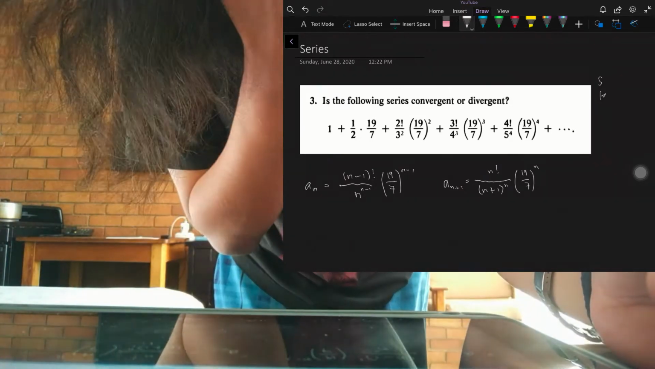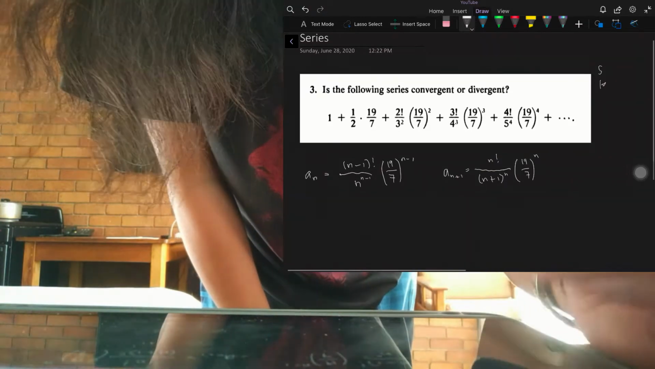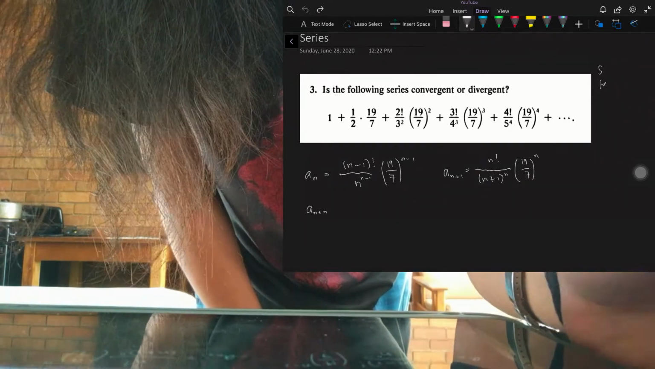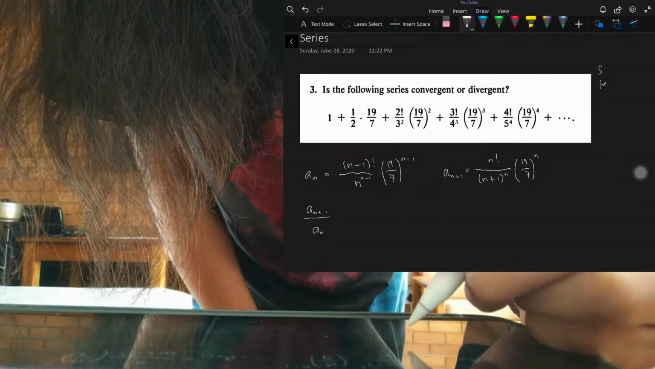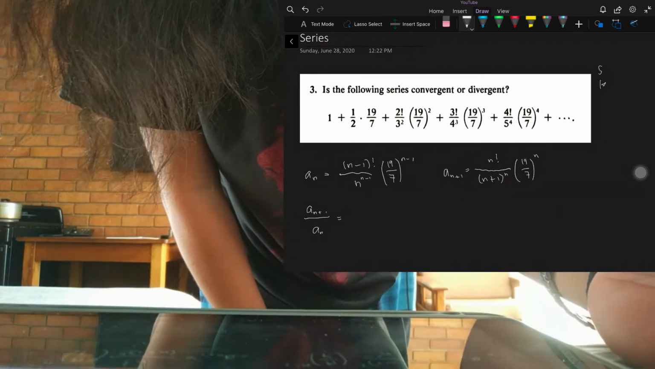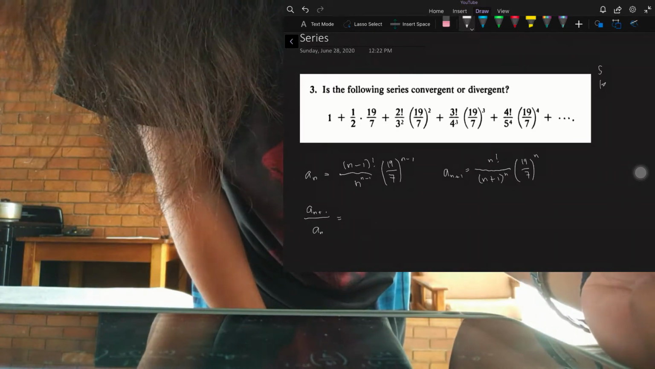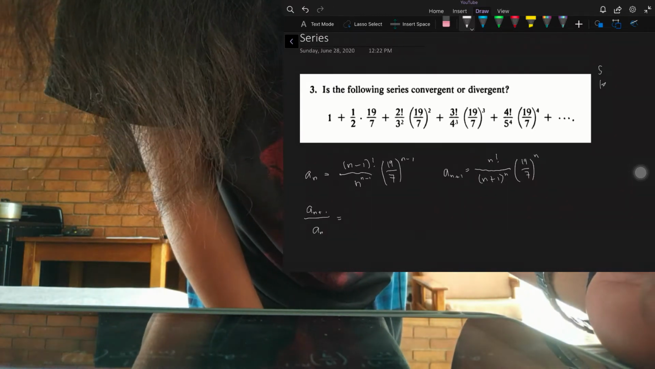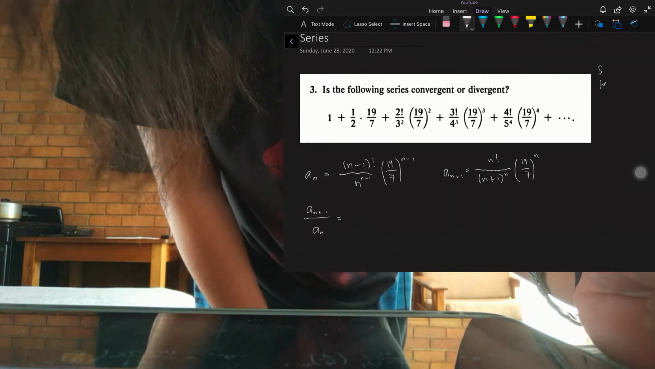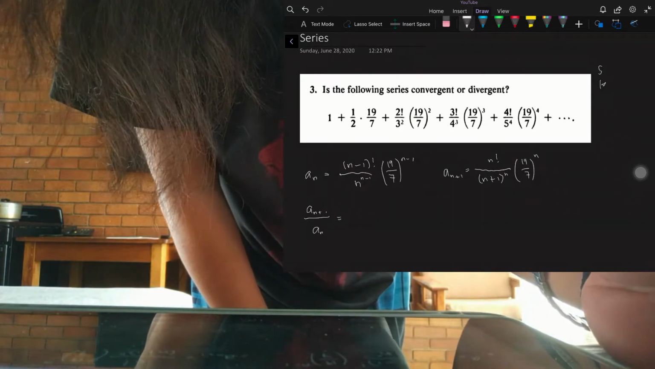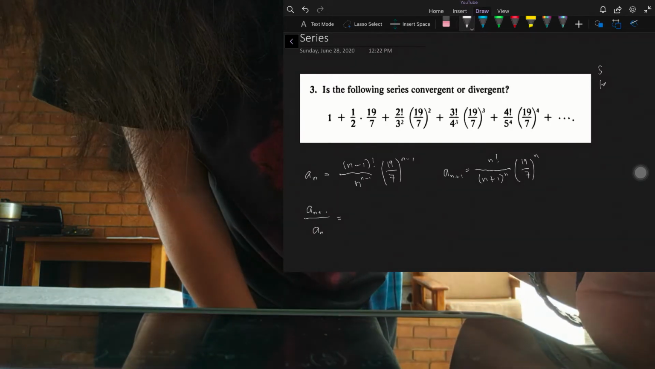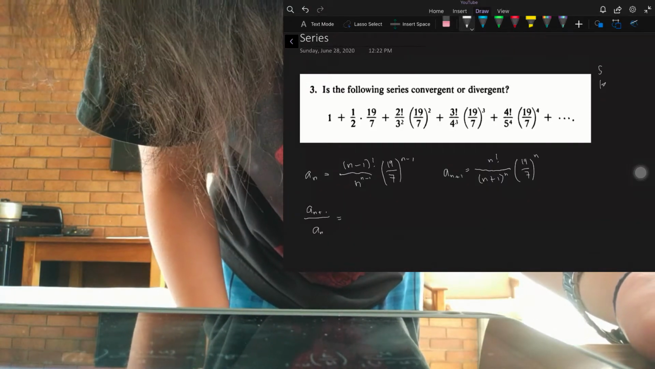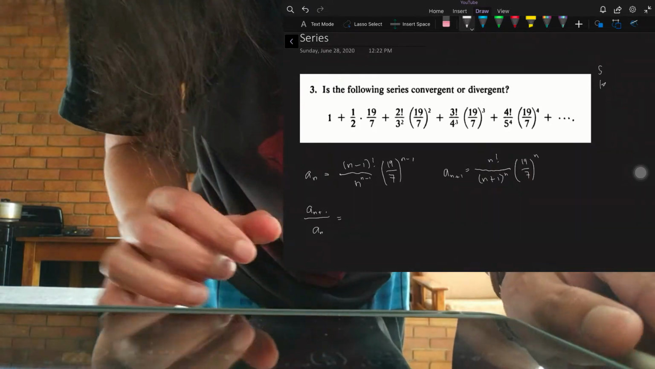I want to get the a sub n plus 1 term because I want to take the ratio a sub n plus 1 over a sub n, and we're going to use the ratio test, because it's a straightforward test. The ratio test says if you take the limit of a sub n plus 1 over a sub n as n approaches infinity, and it is less than 1, the series is convergent. If it's greater than 1, the series is divergent. If it's equal to 1, then it's indeterminate, and you have to look for another convergence test. It's one of the most straightforward ones, so we're going to do that. Let's continue first.